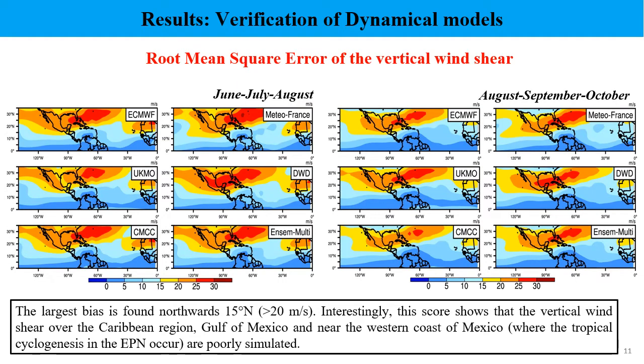We also compute the root mean square error of the vertical wind shear for the two initial conditions, and you can see that we found the largest bias northwards of 15 degrees, more or less greater than 20 meters per second. And interestingly, this score showed that the vertical wind shear over the Caribbean region, Gulf of Mexico, and near the west coast of Mexico are poorly simulated. So again, as I told you before, the vertical wind shear could be the variable that is affecting the behavior of the tropical storm track density.